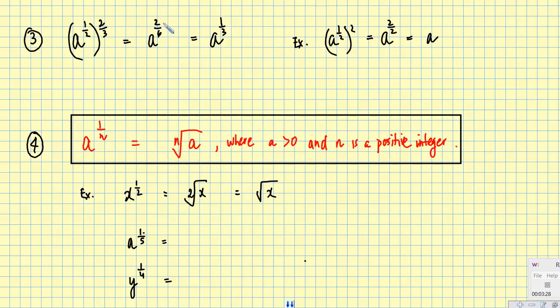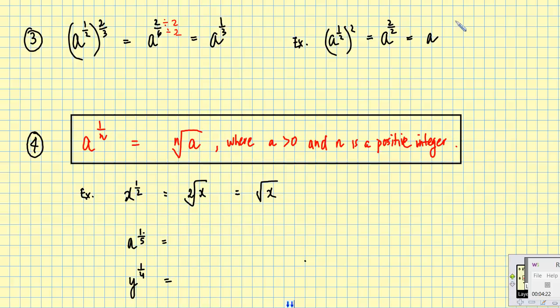All I've done was divide both top and bottom by 2, so 2 divided by 2 is 1, 6 divided by 2 is 3. If I take a look at the next example, a to the 1/2 raised to the power of 2, that gives us a to the 2/2, which is just equal to a.